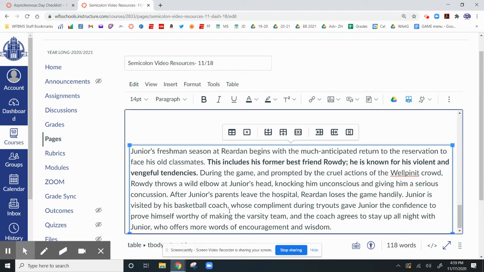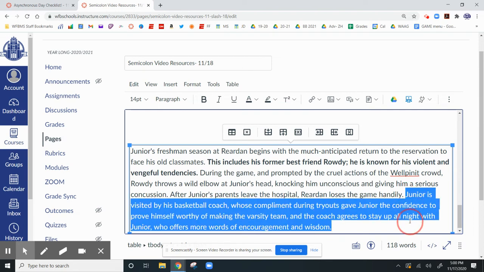Junior is visited by his basketball coach, whose compliment during tryouts gave Junior the confidence to prove himself worthy of making the varsity team. And the coach agrees to stay up all night with Junior, who offers more words of encouragement and wisdom. I'm out of breath at the end of that sentence. So I know this is a run-on because I've got way too many clauses here separated by commas, and it just takes too long to read.